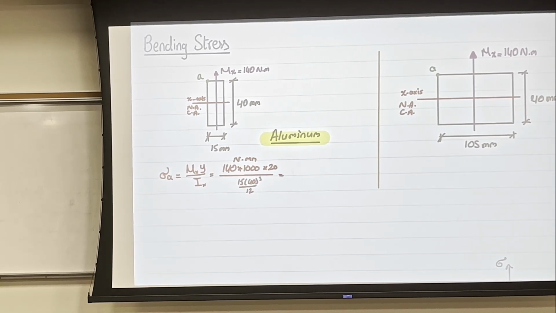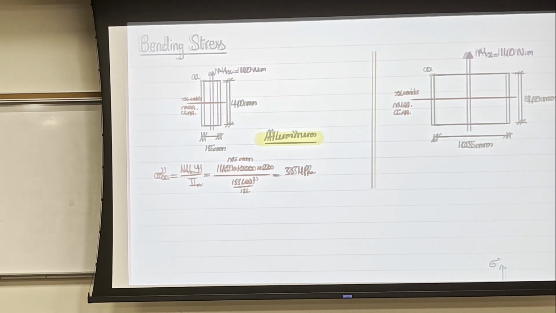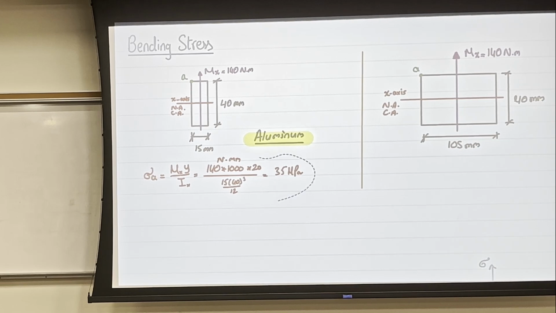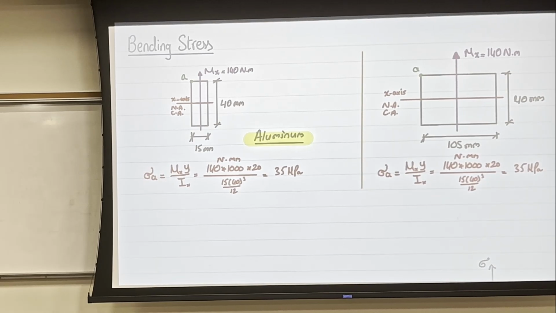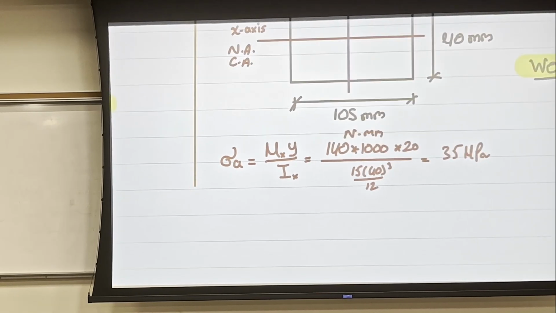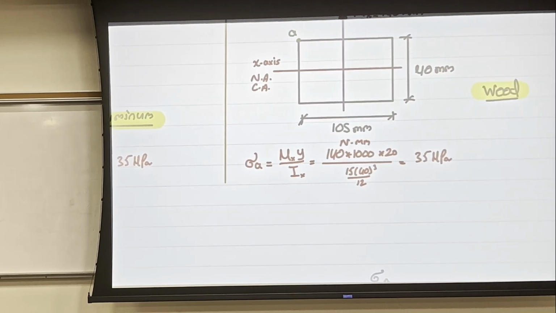And I got 35 megapascal. If I do the same with the transformed wood or the equivalent wood section, I'm going to use the same equation because I have the same moment. I have the same y, which is 20, but I don't have the same inertia. So the inertia is 105 times 40 cubed over 12. And I'm getting a stress equal to 5 megapascal.